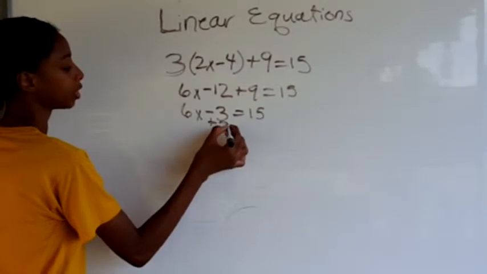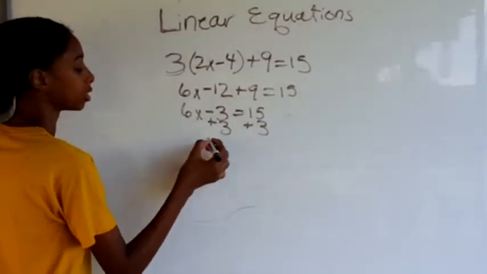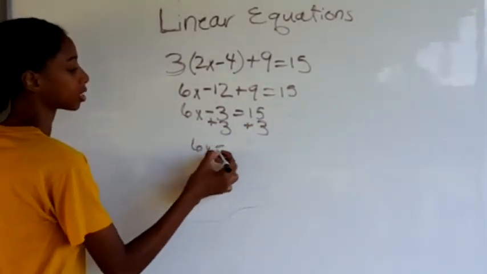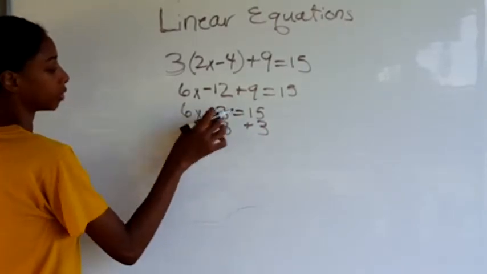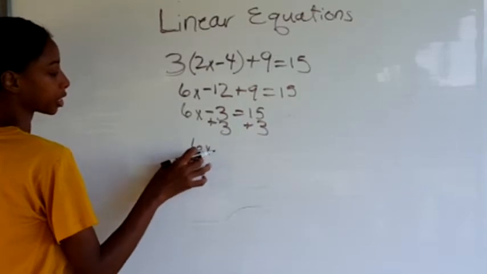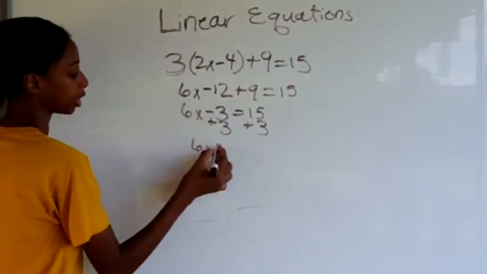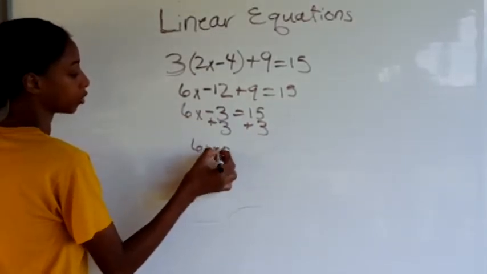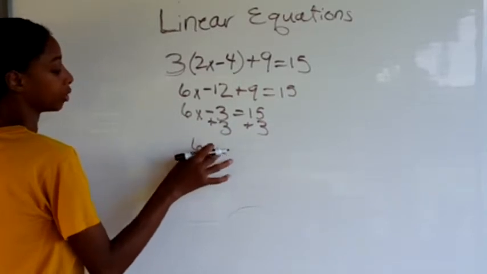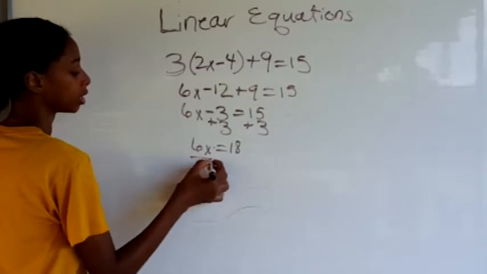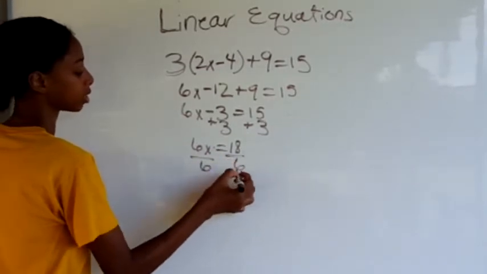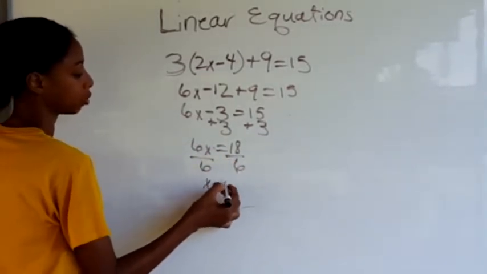So we add 3 to both sides. So that's 6x equals... I don't know if I said this before, but we're left with 6x because if we add negative 3 plus 3, that becomes 0. If we add 0, of course, that doesn't really do anything. So 15 plus 3 is 18. And then divide by 6. x equals 3.